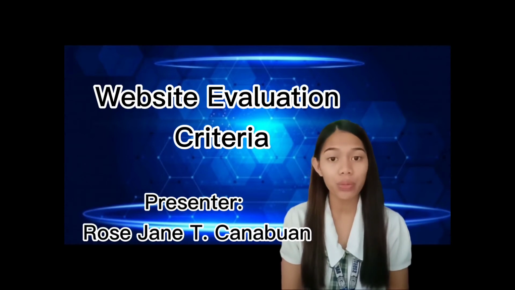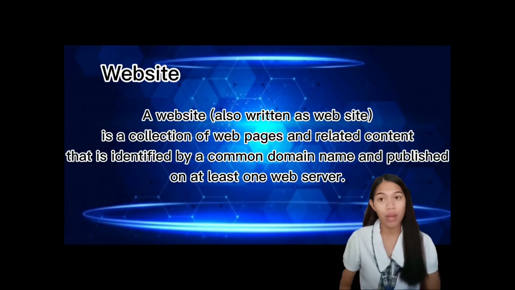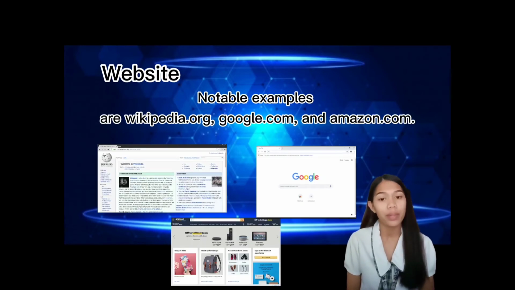So today we are going to tackle the website evaluation criteria. Website evaluation criteria. When we say website, it's a collection of web pages and related content that is identified by a common domain name and published on at least one web server. So examples of websites are Wikipedia.org, Google.com, and Amazon.com.